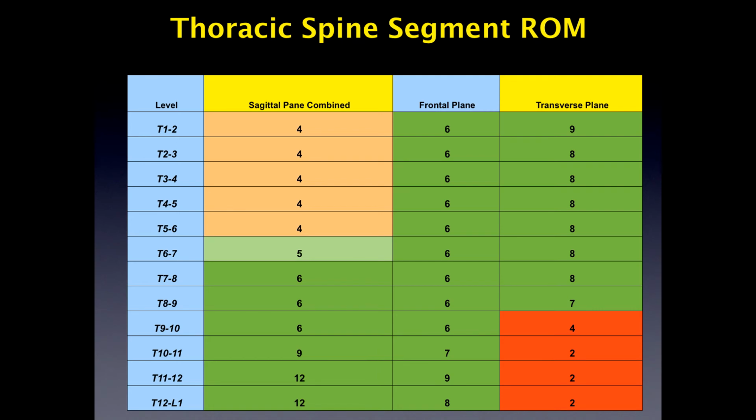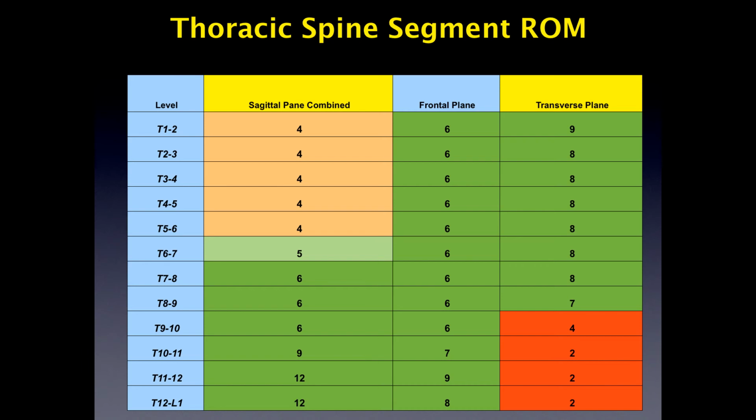This slide is a reprise from Stuart McGill's book, Low Back Disorders. Notice the small range of motion in the upper 5 segments of the thoracic spine, with increasing motions in the lower segments toward the lumbar spine in the sagittal plane. Considering the lumbar spine is highly conducive to movement in the sagittal plane, it makes sense that there is the most motion in the thoracic spine at T11-12 and T12-L1 levels.